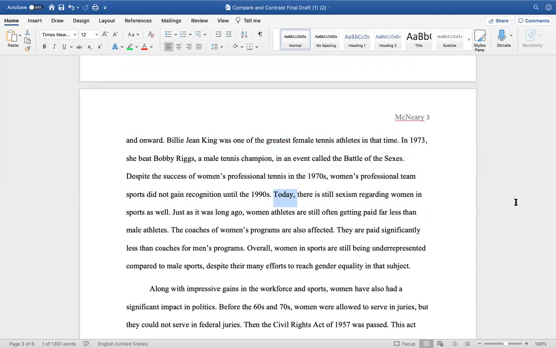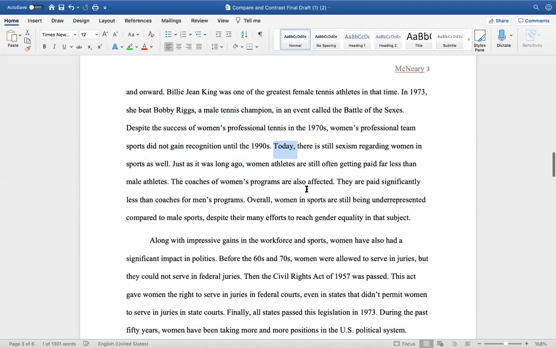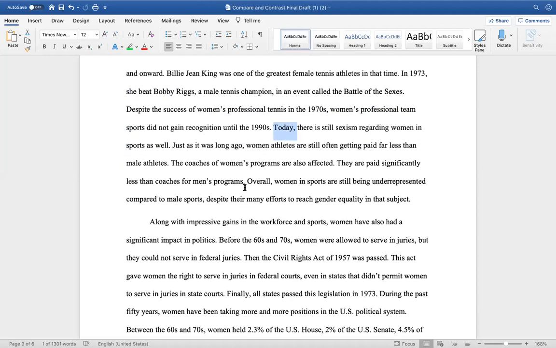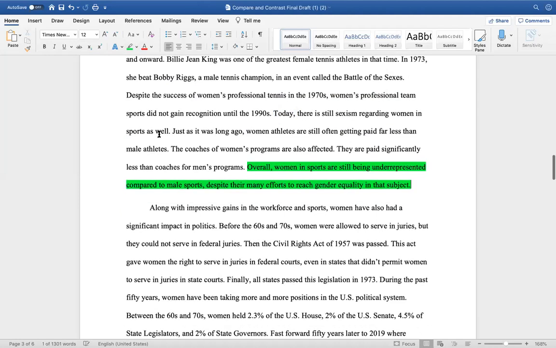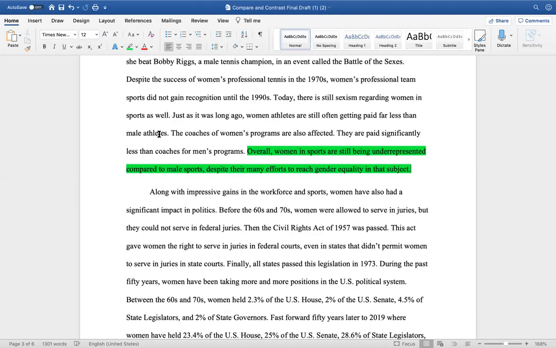Today, there is still sexism regarding women in sports as well. Just as it was long ago, women athletes are still often getting paid far less than male athletes. The coaches of women's programs are also affected. They are paid significantly less than coaches for men's programs. And then once again, we have this very clear summative sentence. Overall, women in sports are still being underrepresented compared to male sports, despite their many efforts to reach gender equality in that subject.